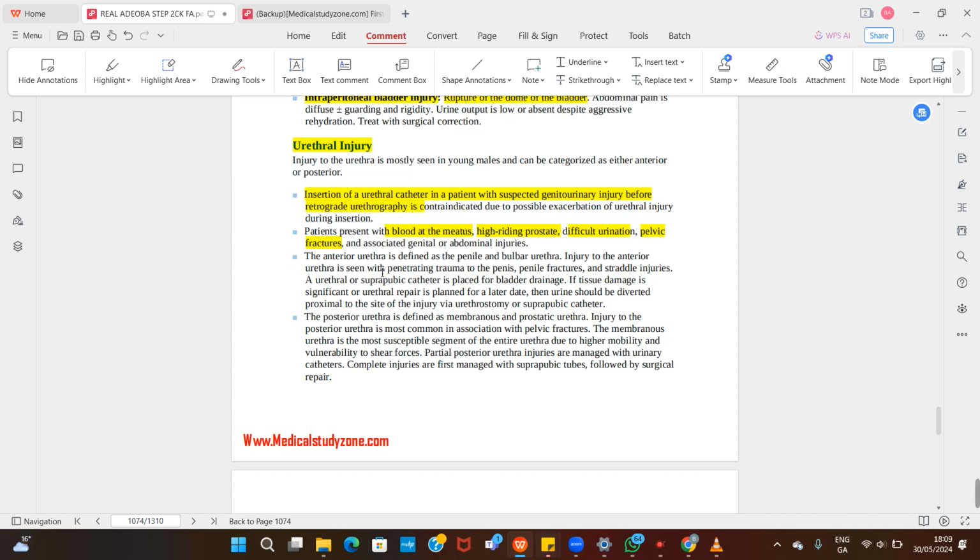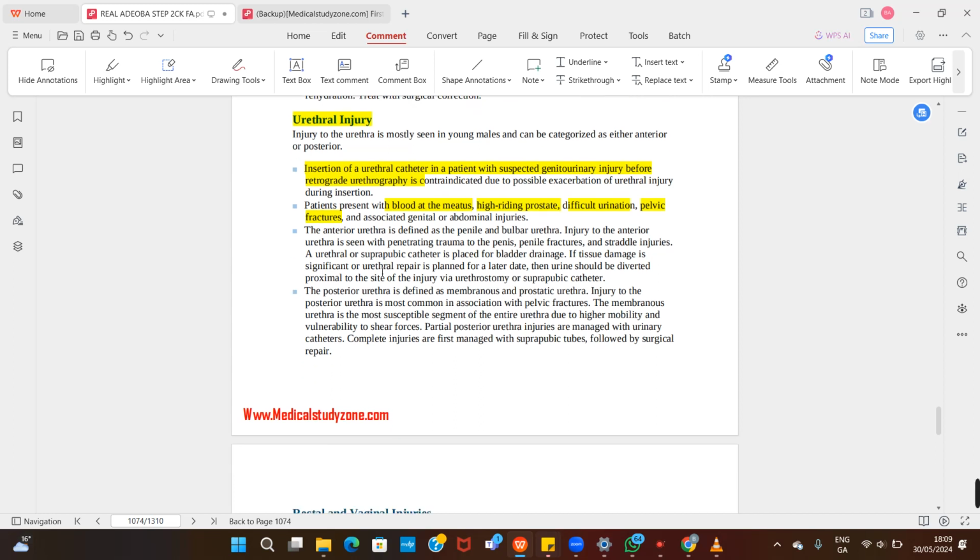So that can cause injury to the anterior urethra. But with a pelvic injury, it's more of the posterior urethra. We have defined the anterior urethra to be the penile and the bulbar urethra, right?